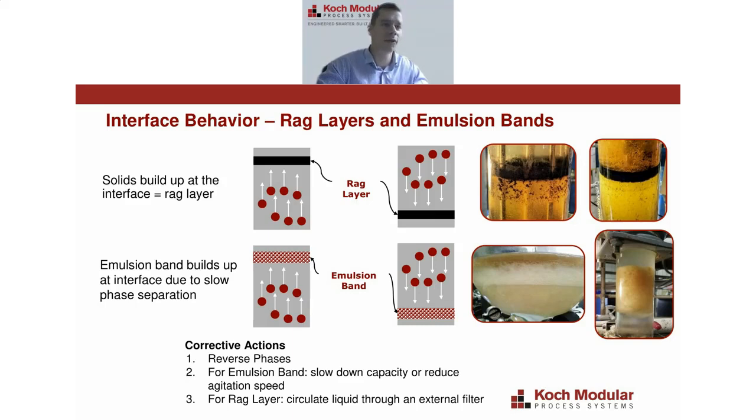For rag layers, you can circulate the liquid that has solids in it at the interface out of the column and through an external filter. And what we always do at Koch Modular when we're designing a commercial scale extraction column is put nozzles around where the controlled interface will be. Therefore, even if we don't see a rag layer form during pilot testing, our customers always have the ability to pump liquid out from the interface on the commercial scale and through a filter to remove those solids before they become an issue when running the extraction column.